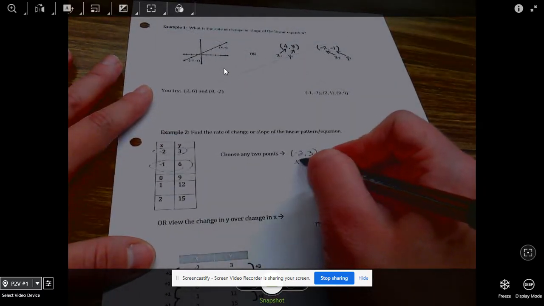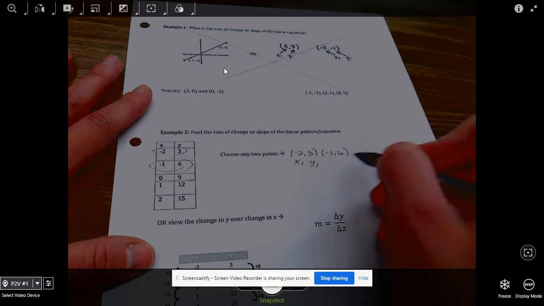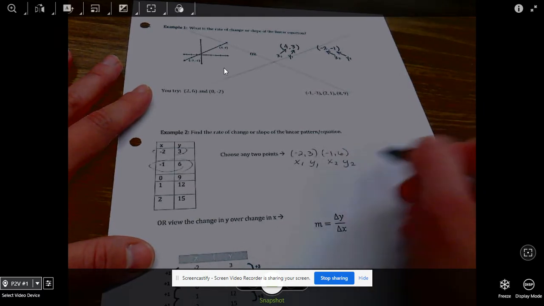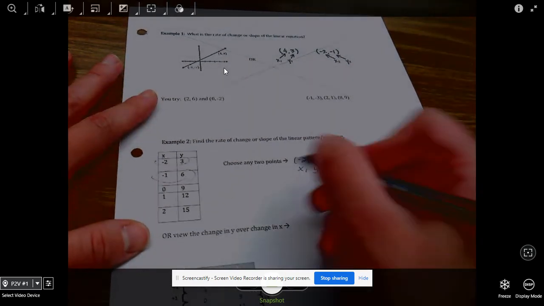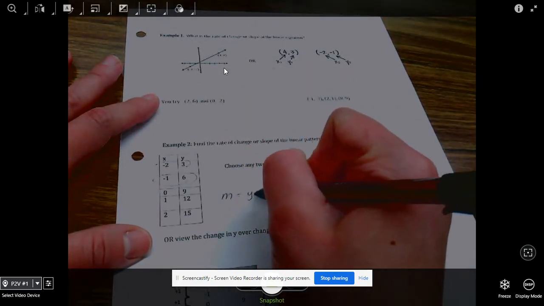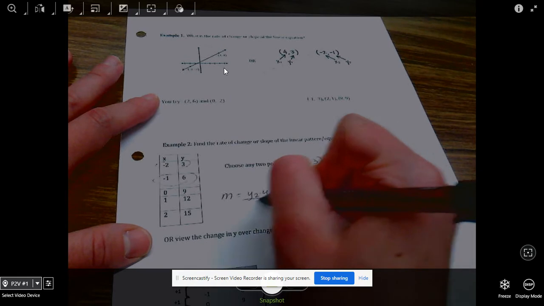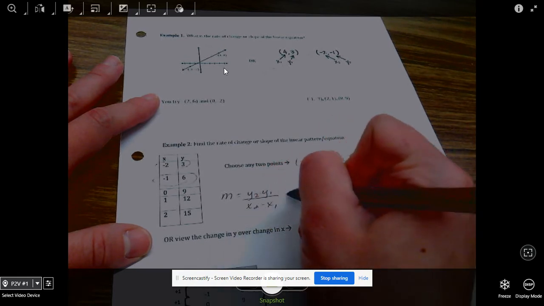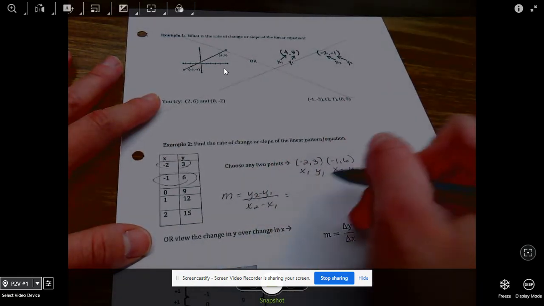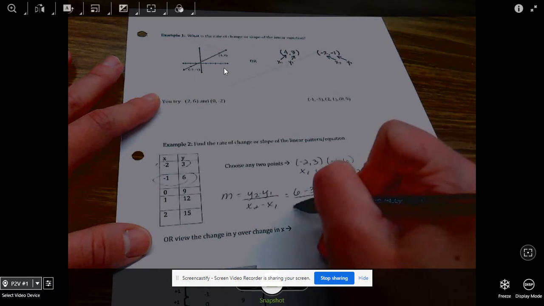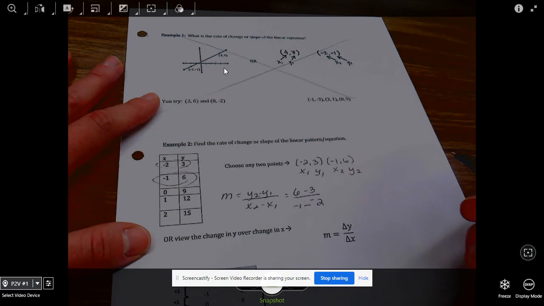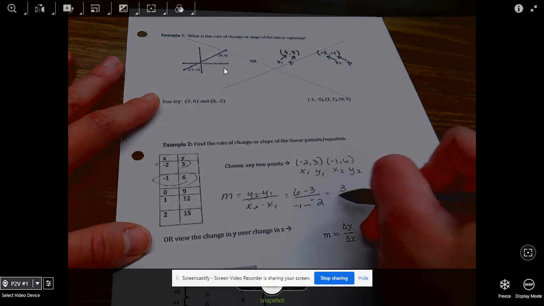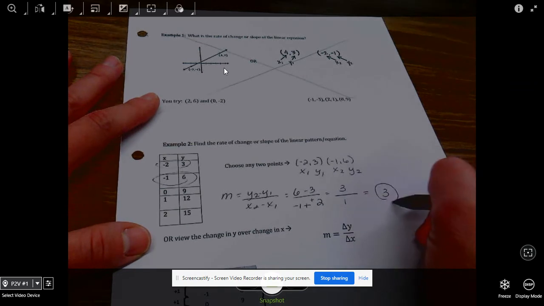We're going to label x1, y1, x2, y2. Okay. And we're going to graph. I'm sorry, not graph. We're going to write our equation. So it's going to be 6 minus 3 over -1 minus a -2. Go slowly when you're doing this because this is actually going to be positive and your slope is 3.